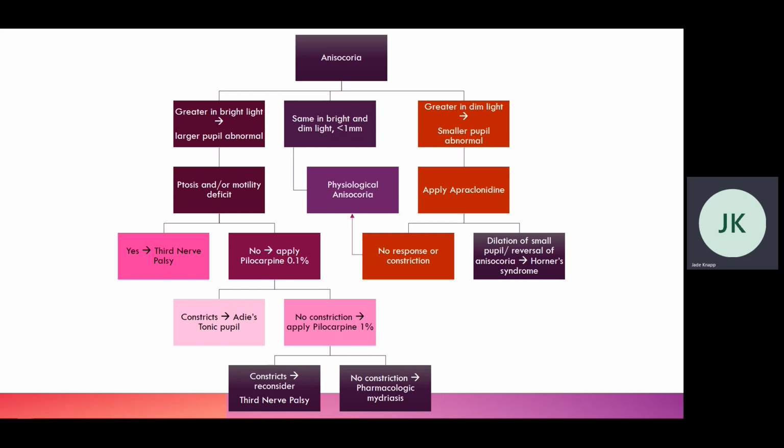Maybe there's up to 1 millimeter of difference in diameter, but it doesn't change based on the lighting. So that's when you think, okay, this is physiological. There's no other clinical signs, I'm happy. Let's now go to anisocoria greater under bright light, right?